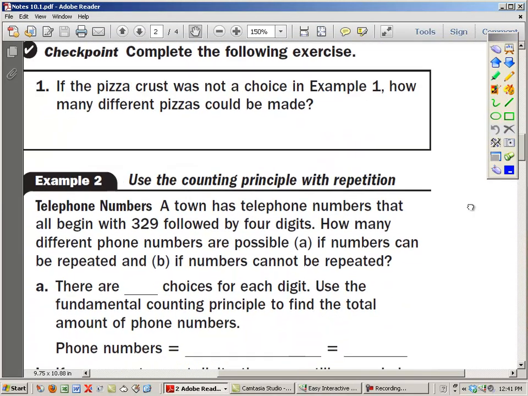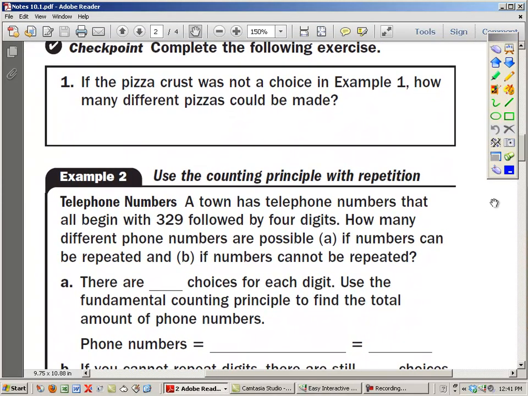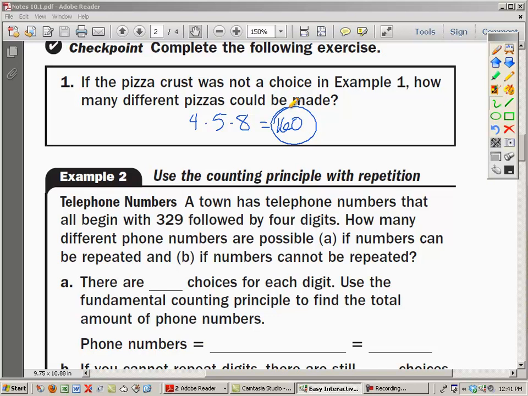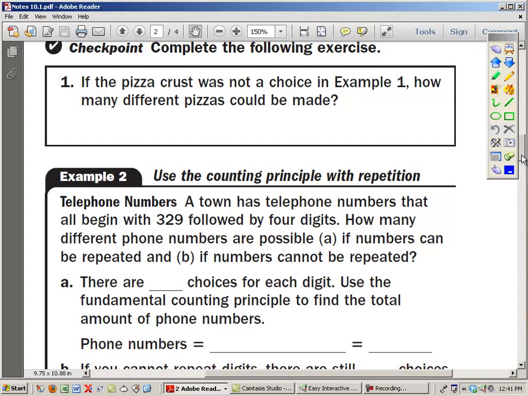Let's work through this together. It says if the pizza crust was not a choice in example 1, how many different pizzas could be made? Going back to example 1, we no longer have the choice of crust, but we still have the 4 cheeses, the 5 meats, and the 8 vegetables. So this is 4 times 5 times 8, which is 160 different possibilities. All right? Okay.